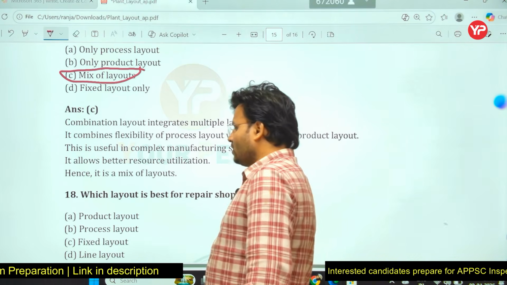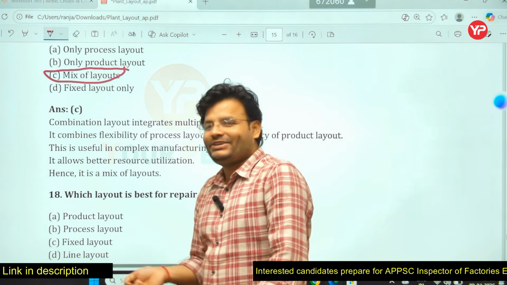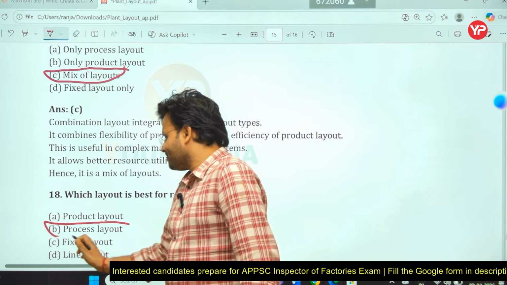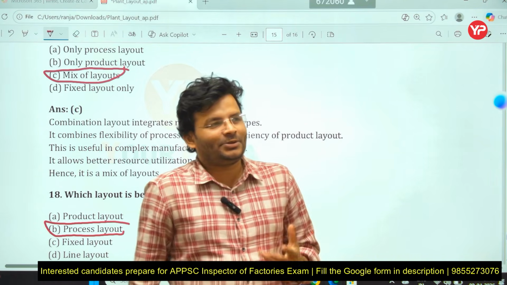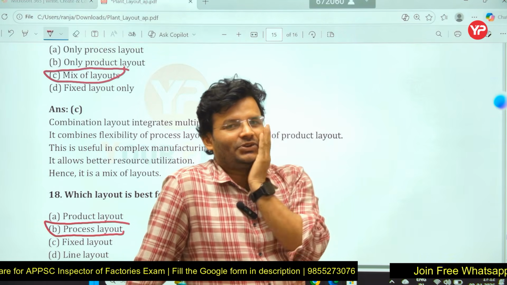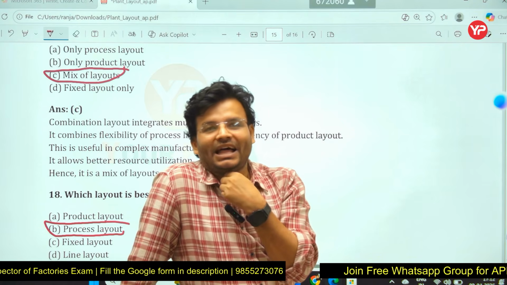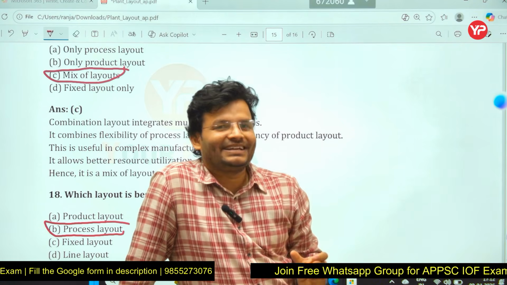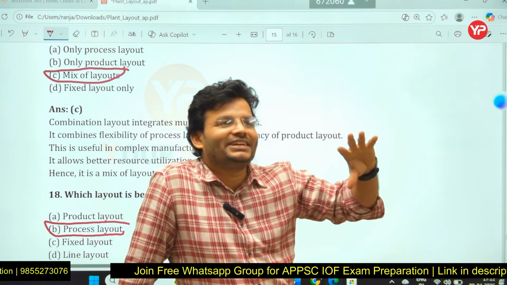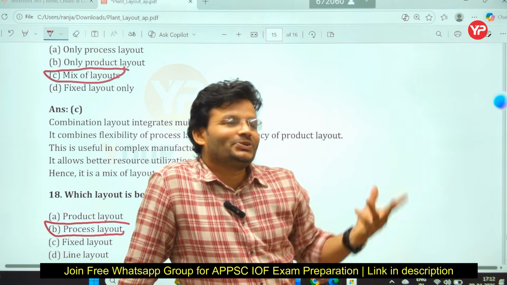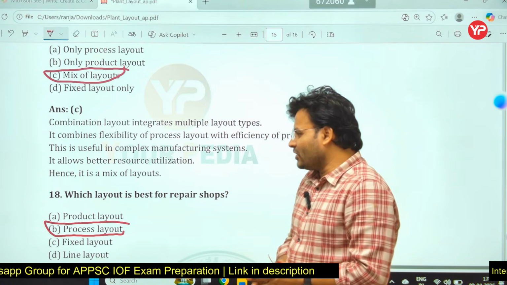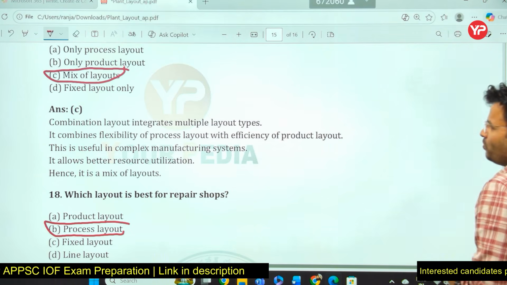Repair, product? No, in product you have to follow the line. Okay, what will be the answer? Process layout. Suppose you go to a car repair shop and your glass is broken. They will not ask you to first check your puncture or the condition of the engine before they start working on the glass. Directly they will start working on the glass because the glass is broken. So that comes under the category of process layout. So B is the right answer.